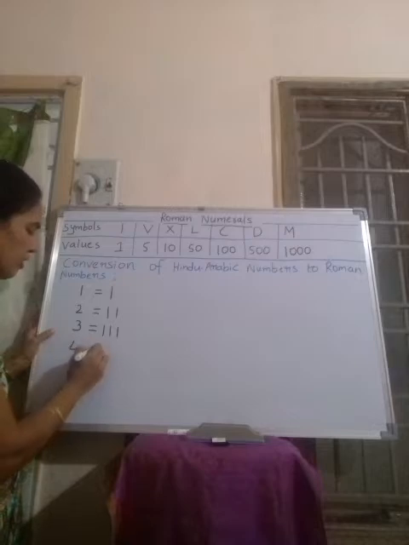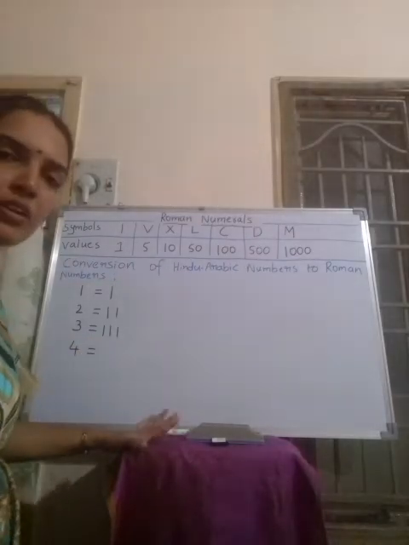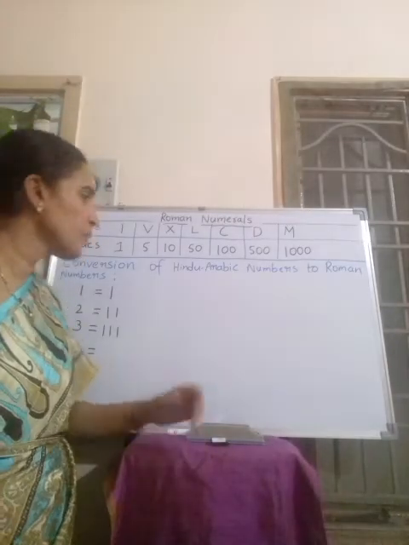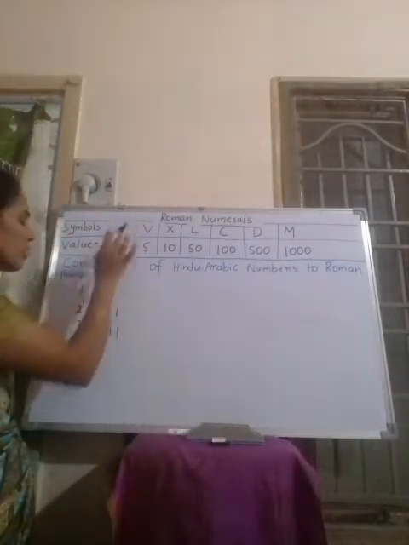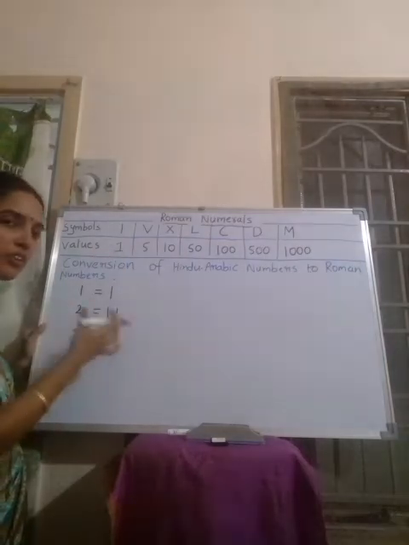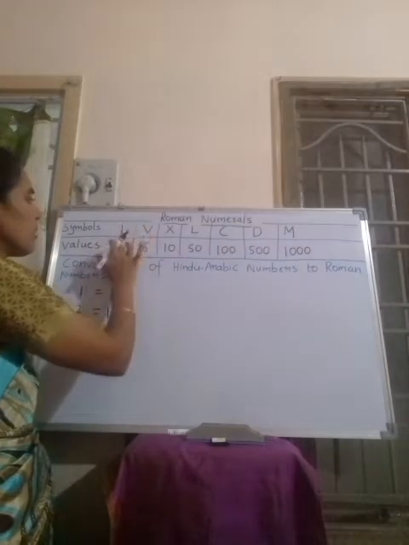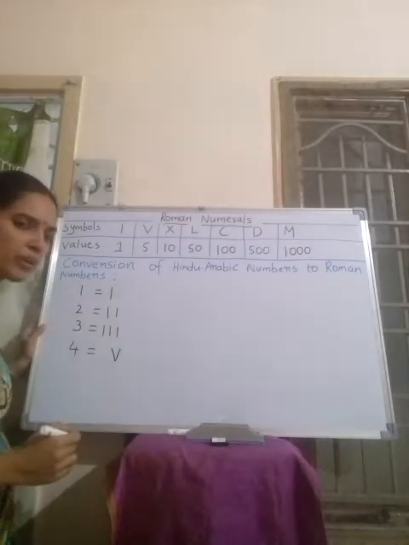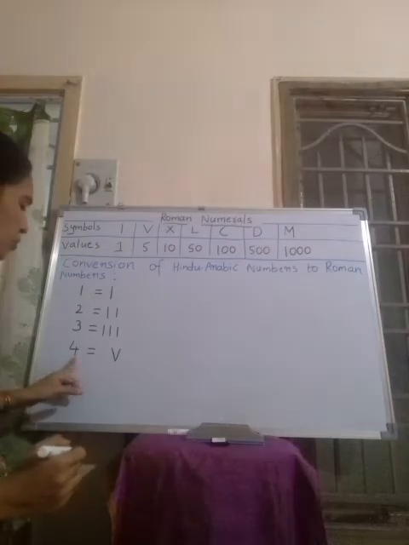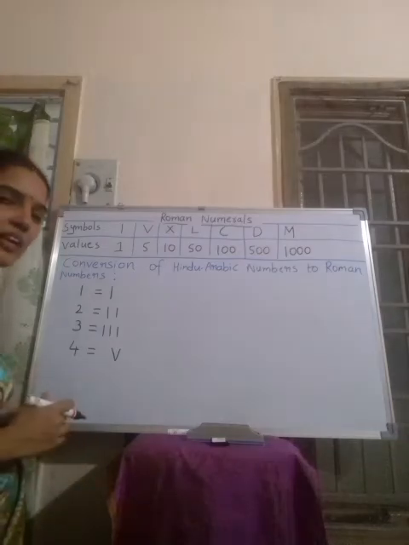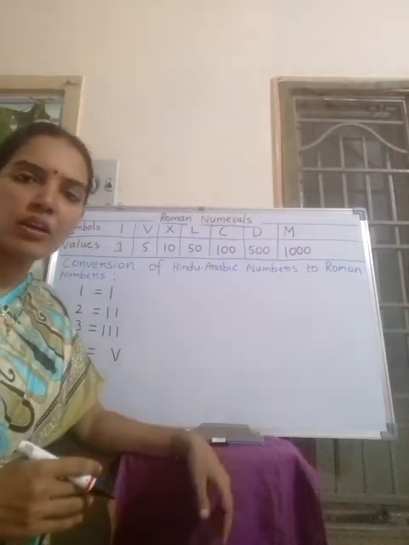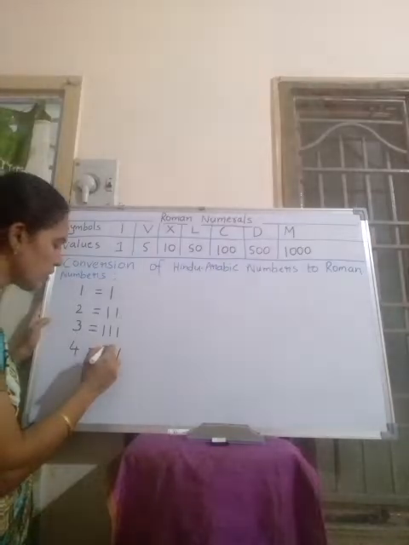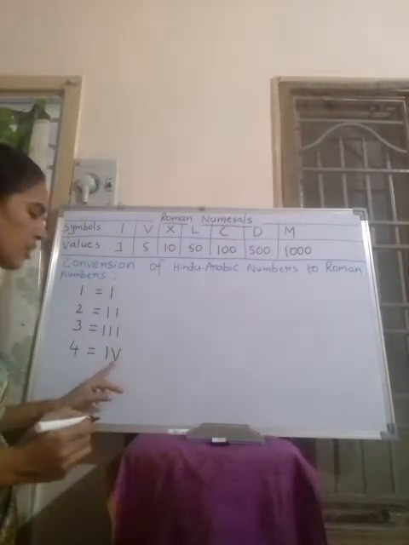For 4, can we repeat the I symbol 4 times? No. Why? Because we can repeat any symbol a maximum of 3 times. That is, the I symbol is not useful here for writing 4. Then we use the symbol bigger than this, that is V. But V indicates 5, and we want only 4, so we have to subtract 1. Subtracting means we have to write the smaller symbol on the left side: I, V.